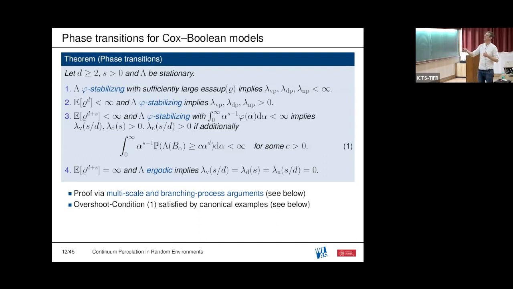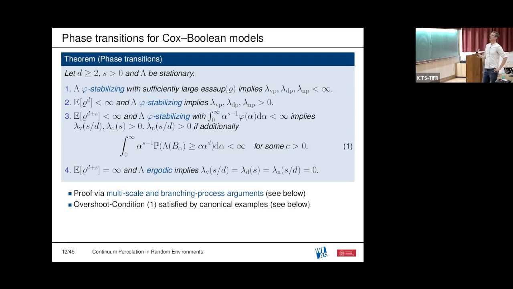I have an additional assumption here, some overshoot condition that I need to impose on the environment in order to see a non-trivial phase transition with respect to the S moment of the number of points of the cluster of the origin. On the other hand, just to show you that this is really sharp, if this tail is too heavy, under ergodicity, I lose my subcritical phase. You can use some branching process argument. I see that I have infinitely many points connected to the origin and cover an infinite space.